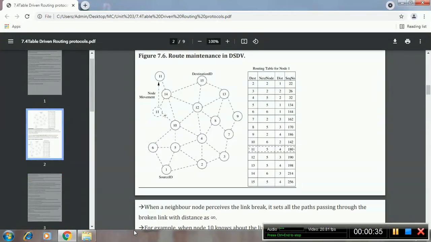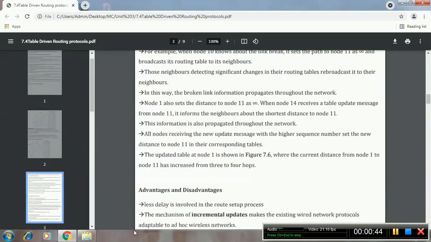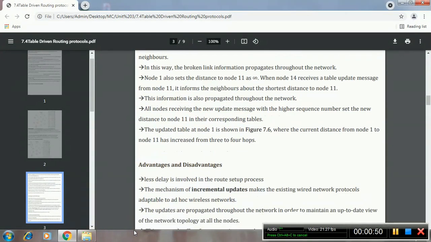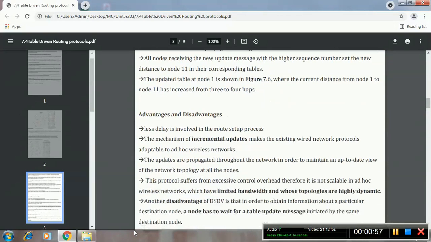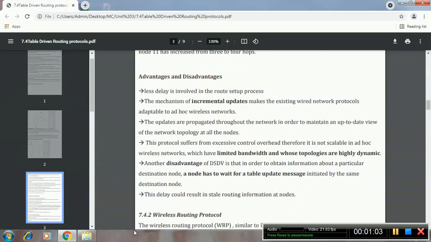In the previous class, we learned that at each and every node we maintain a table with information about the next node and the shortest distance from that particular node. If the node movement changes, it is indicated as infinity, and that information is conveyed to all other nodes in the network. This is what we learned in the last class. Next, in today's class, we are going to learn about the advantages and disadvantages.